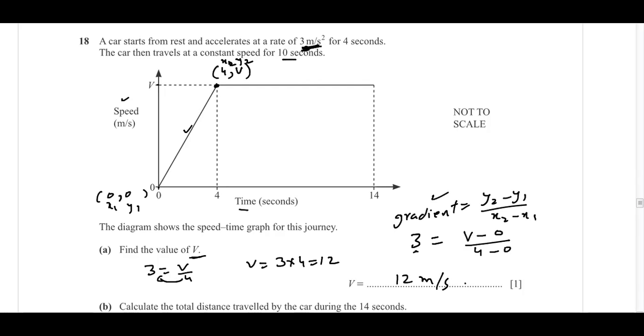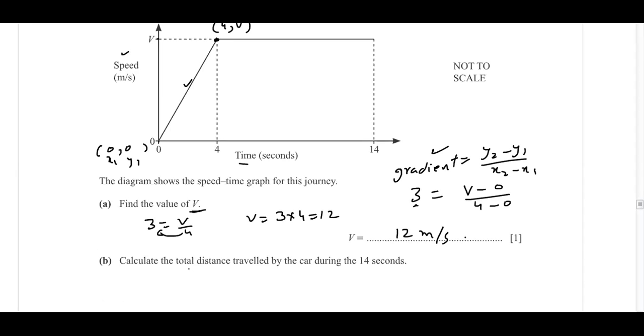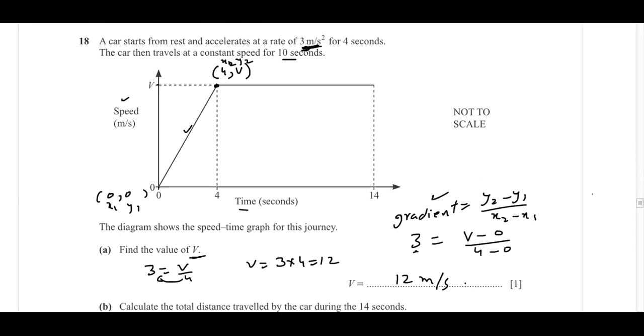Once we found the speed, the next part asks us to calculate the total distance traveled by the car. Now remember our v is equal to 12, meaning the height from here to here is 12. Now in a speed time graph, what is the total distance? Total distance is the area under the curve, meaning you need the area of this trapezium. In this trapezium, from here to here it is 14, and these are the parallel sides. One parallel side is 14, and the other starts from here and goes till this one. This is 10, because it starts from 4 and goes till 14.